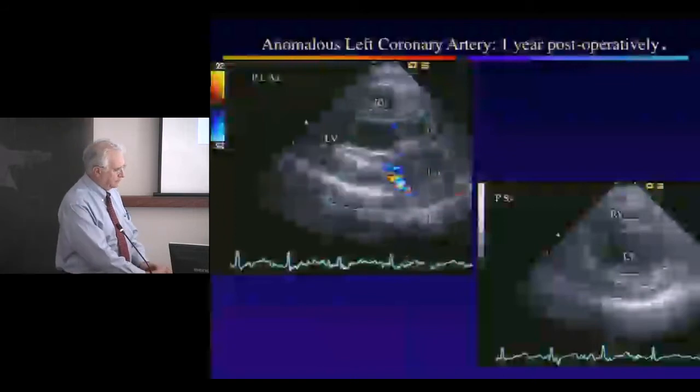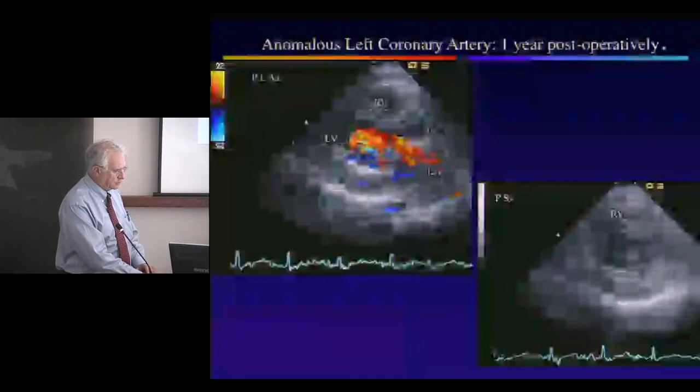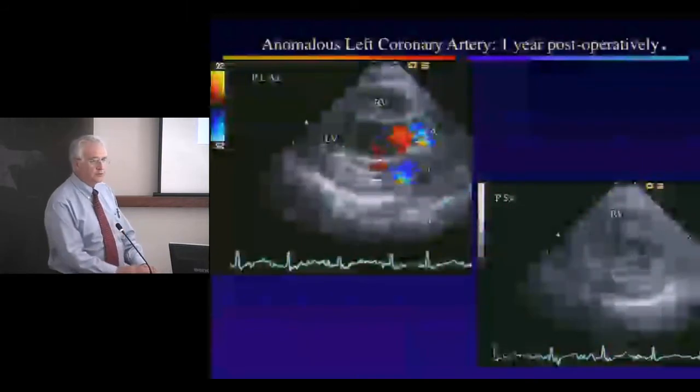And there's the mitral regurgitation, even after operation. And this is 1 year post-operatively.